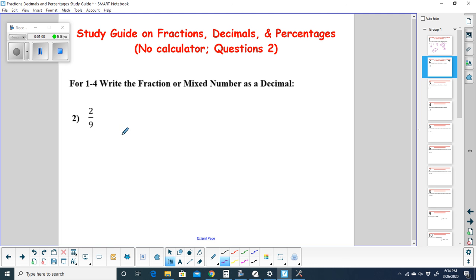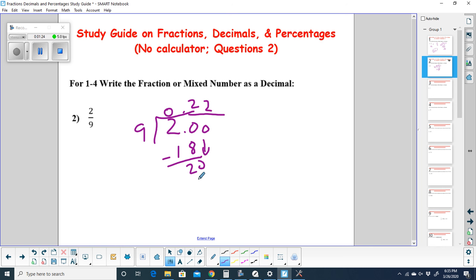2/9 is equal to 2 divided by 9. So we start here. 9 goes into 2, 0 times. 9 goes into 20, 2 times. 2 times 9 is 18. Remainder is 2. Bring down a 0. 9 goes into 20, 2 times. 2 times 9 is 18.